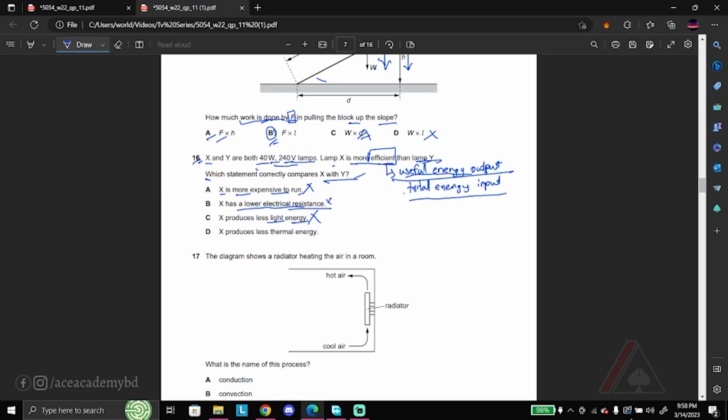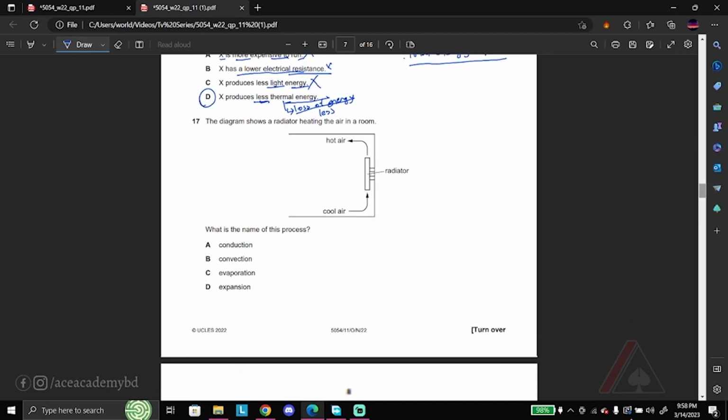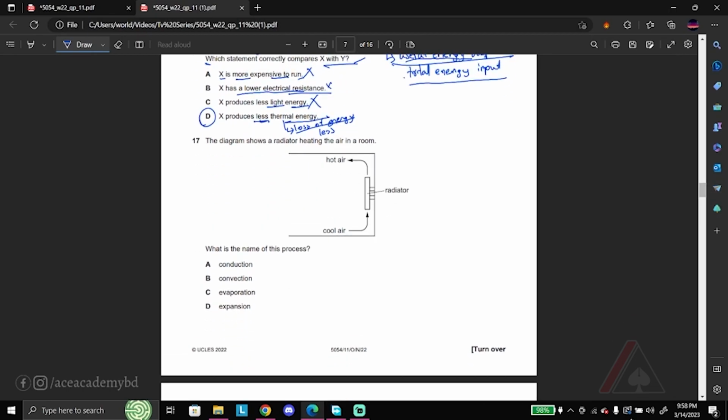Then D says X produces less thermal energy. Now, most of the energy that is lost is always in the form of thermal energy. So we can say that this thermal energy is a loss of energy to the surroundings. So since X is more efficient, the loss of energy for lab X would be less. So yes, this is correct. So D is our answer. So let's move on to question 17.